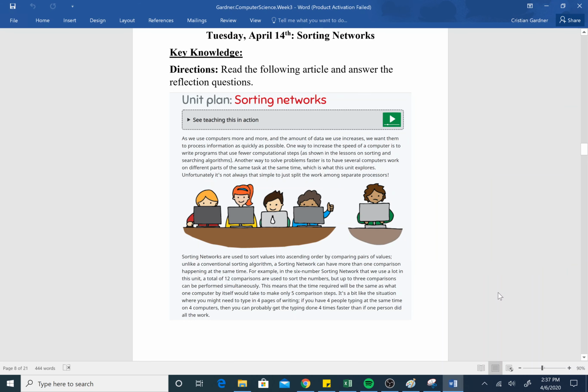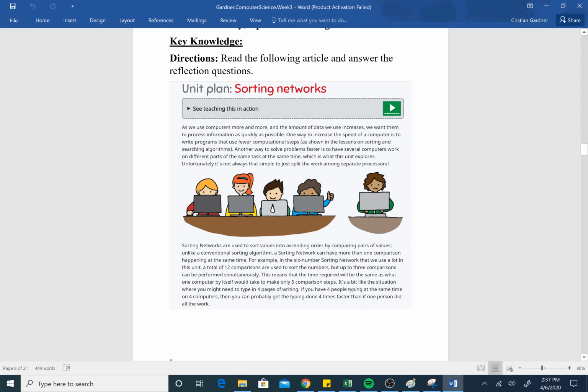Hey Griffin, so we have day 12. We're going to be talking about sorting networks today. You also have another article here to read and then answer some reflection questions. So you can listen as I read this article for you.